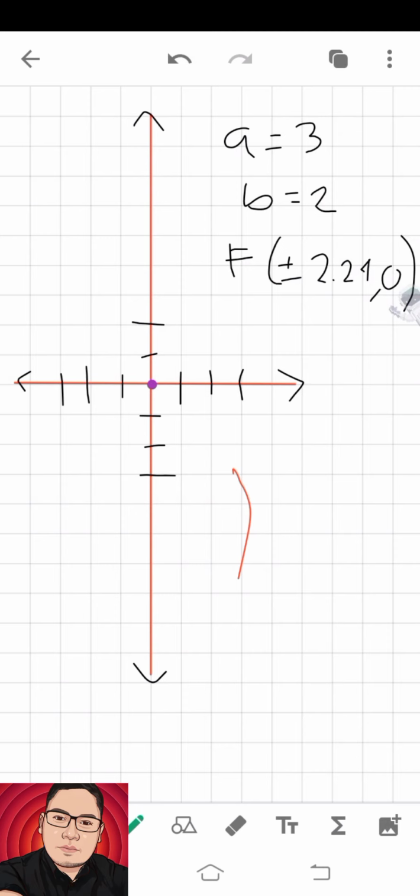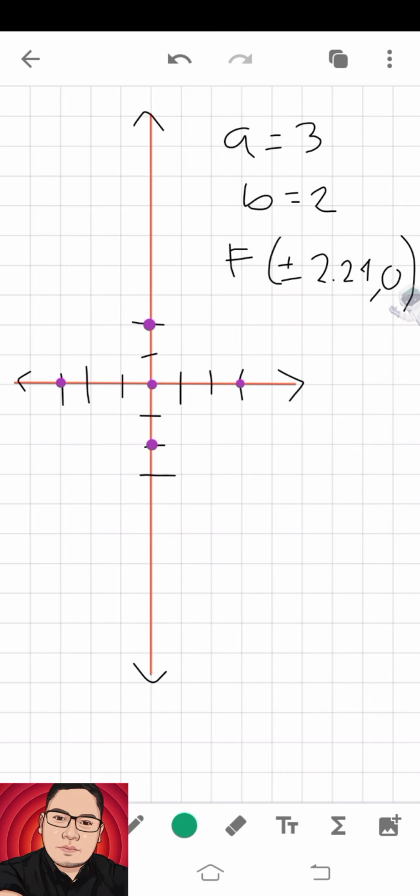We already know that our major axis lies on the x-axis, and that is 3 units from the center of our ellipse. And we know that the center is at the origin. So just simply count 3 units from the origin side by side: 3 units going to the right and 3 units going to the left. And for the minor axis, we have 2 units going up and going down. So these are our points, the minor and major vertices.